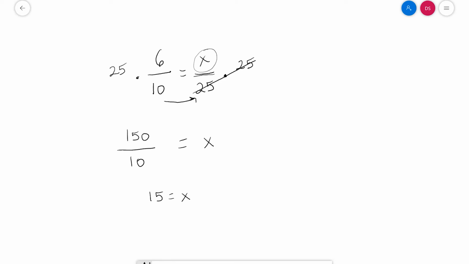All right, let's look at guided practice. Let me clear my board off. And we will do guided practice number 4. 9 over n equals 99 over 22. All right.